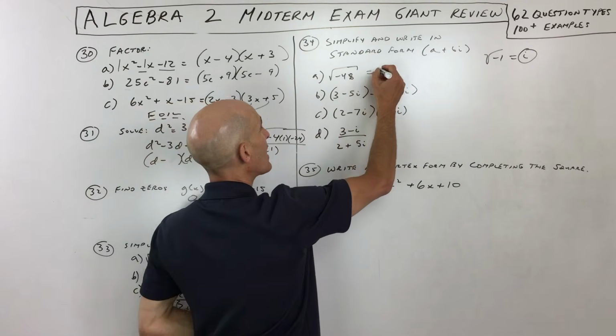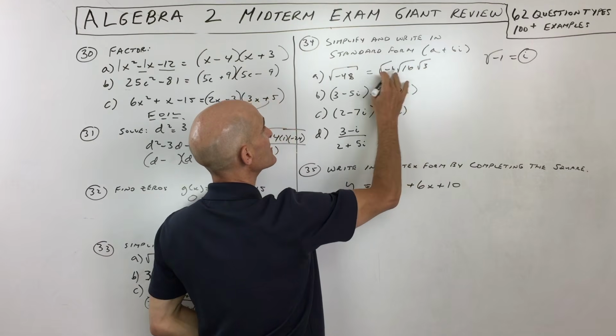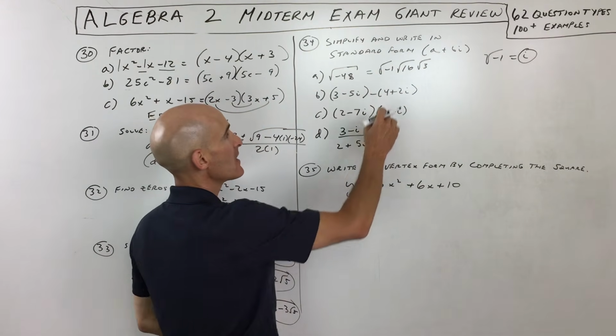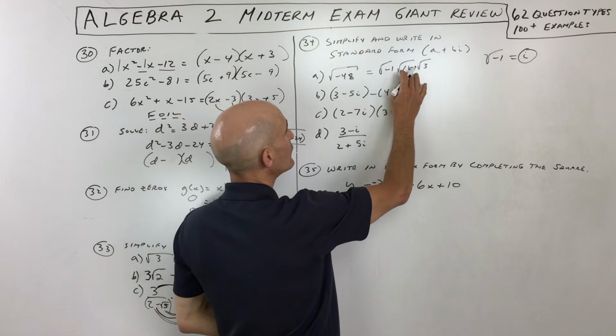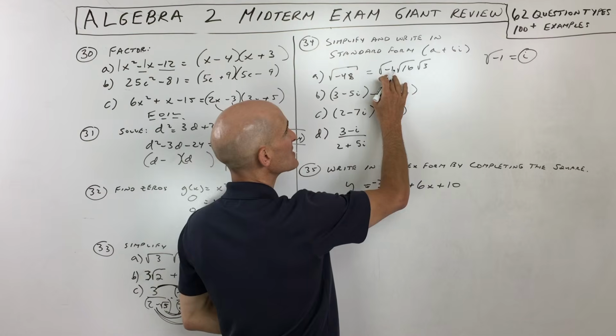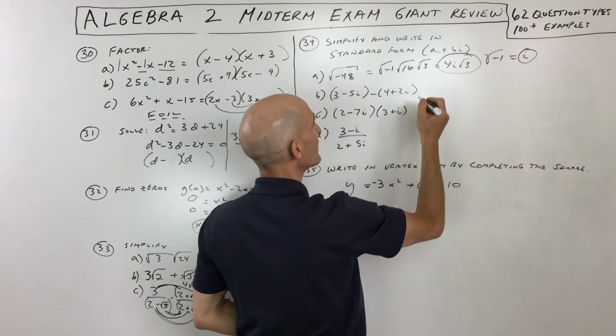So we could really break this down into square root of negative 1 times square root of 16 times square root of 3, because these all multiply to negative 48. The reason I did this is because 16 is a perfect square. Square root of 16 is 4. Square root of negative 1 is i, so we get 4i square root of 3.